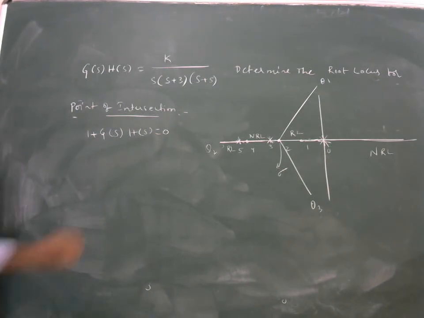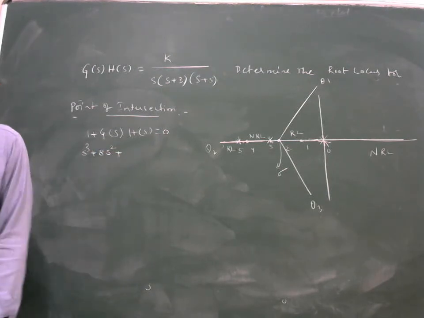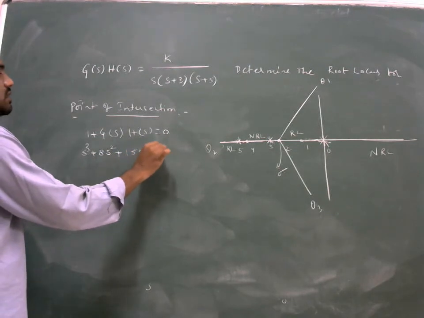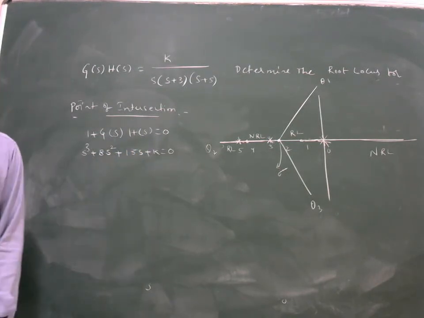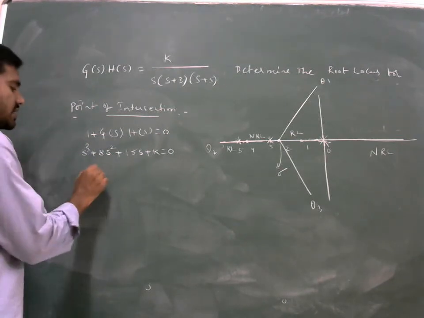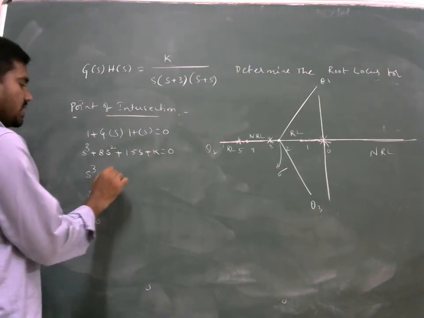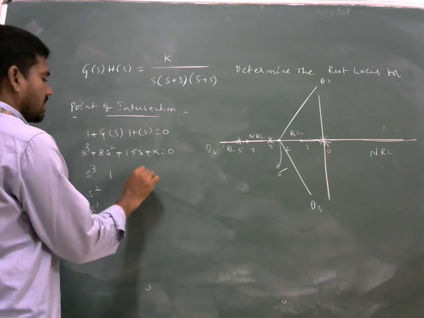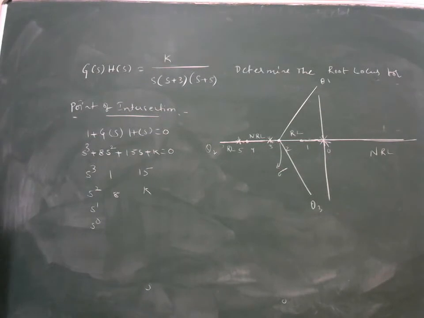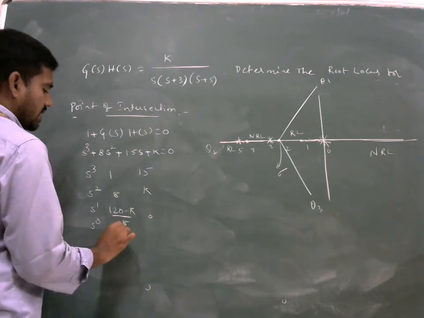S cube plus 8s square plus 15s plus k equal to 0. Now we need to write that in the array: s cube, s square, s power 1 and s power 0. S cube is 1, after that we are having 15, 8, k. Again, if you are simplifying, you are getting 120 minus k by 8, 0.